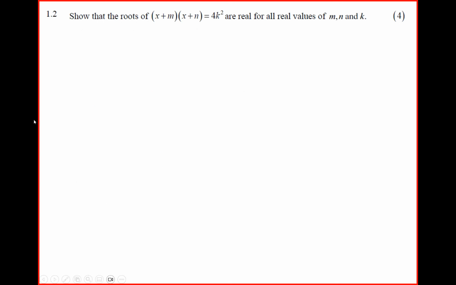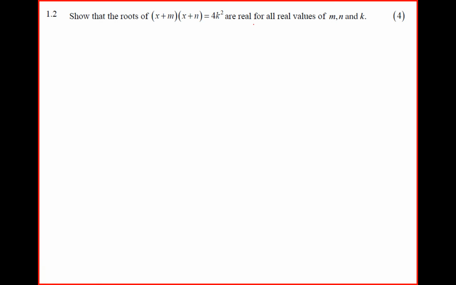The next question is a little bit more challenging, 1.2, which says show that the roots of x plus m into x plus n is equal to k squared are real for all real values of m, n, and k. Well, this is actually a nature of roots question.